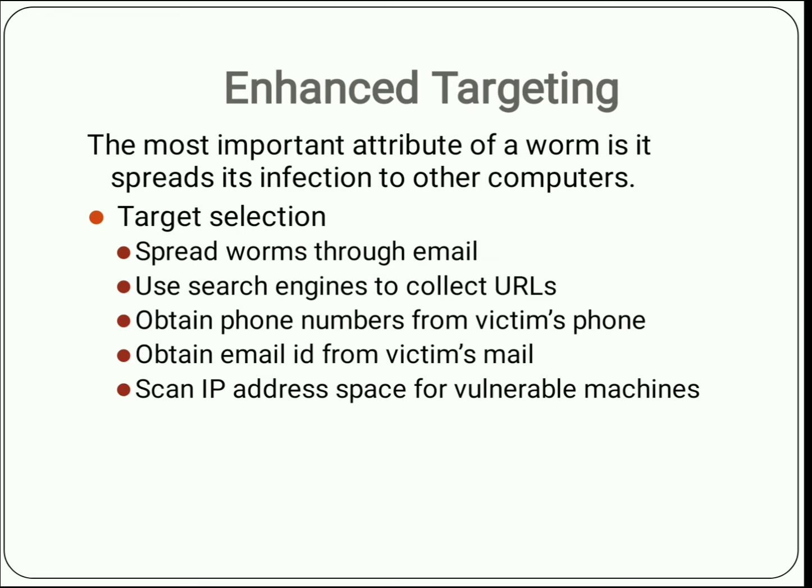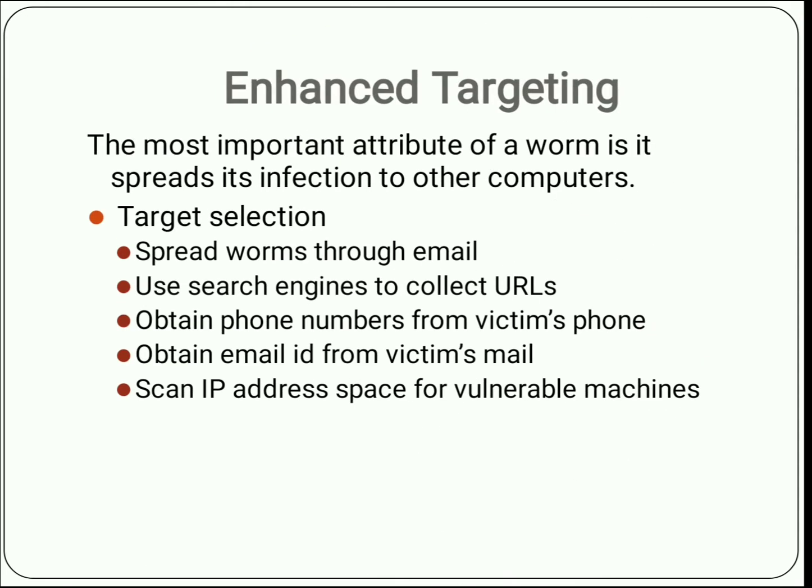Code Red version 1 used a random scanning method, that is, choosing IP addresses in a random manner. And what Code Red version 2 did was a localized scanning method, where it attempts to connect with network addresses of the same network.